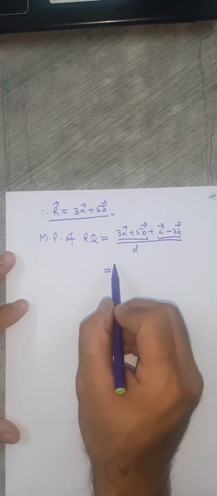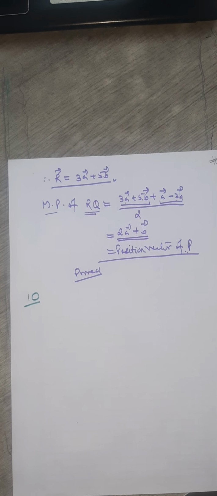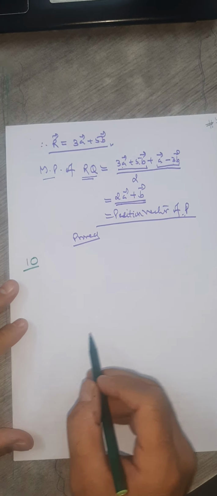Now next question. What about the next question? Question number, let's see, 10. In the 10th question, two adjacent sides of a parallelogram are this. So you have a parallelogram here.